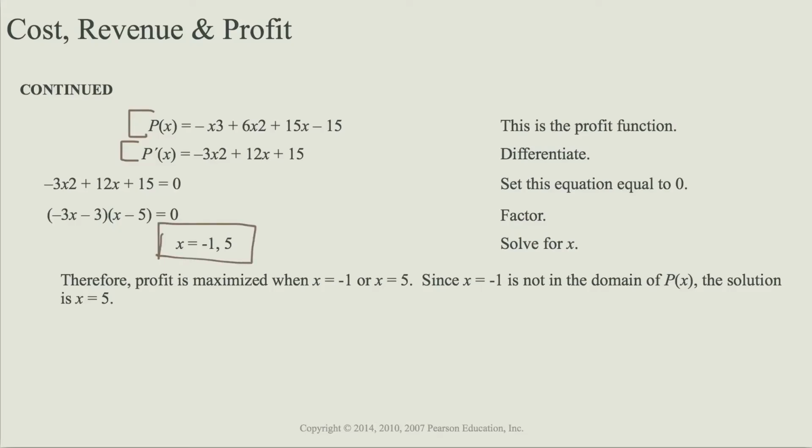And -1 doesn't make sense because you can't produce -1 elements, so it wouldn't be in the domain of our profit function. However, x being 5 is the point at which we will maximize the profit at this firm. We saw that graphically, and now we've shown specifically that that is the highest point on our graph.